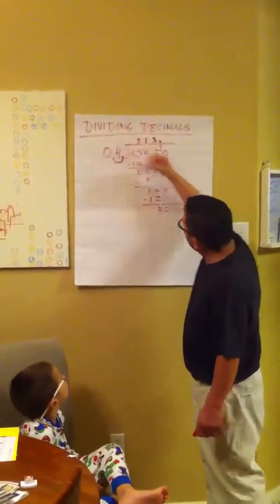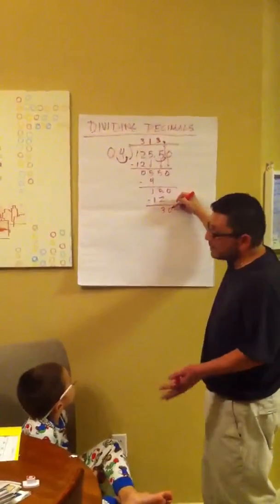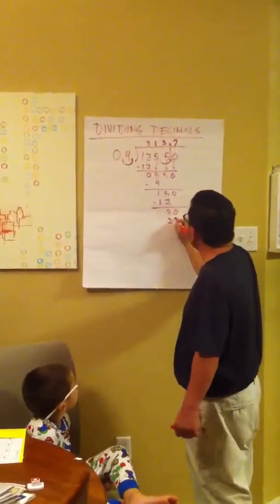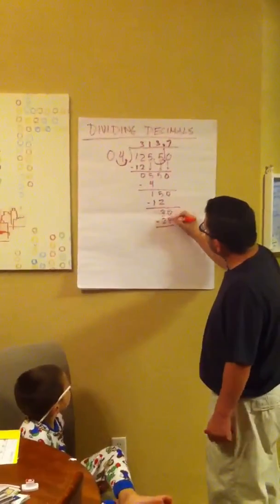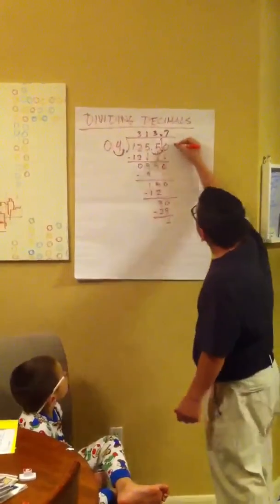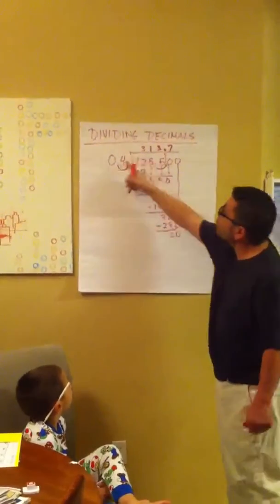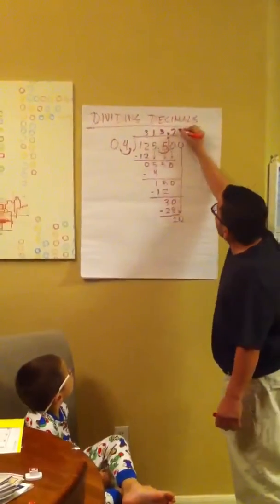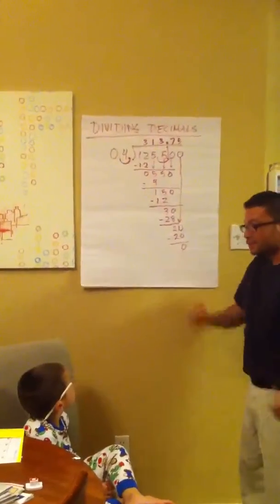Then I look at this and I say, well, 4 can't go into 3, but it can go into 30. Let's see, how many times? 7 times. 7 times will give me 7 times 4, which is 28. And then I subtract. That gives me 2 left over. Now, there's no more numbers left, but I can bring down a 0 and continue my dividing. Well, 4 can go into 20. How many times? 5 times. So 5 times 4 is 20, and we have a remainder of 0, and that's how you divide decimals.